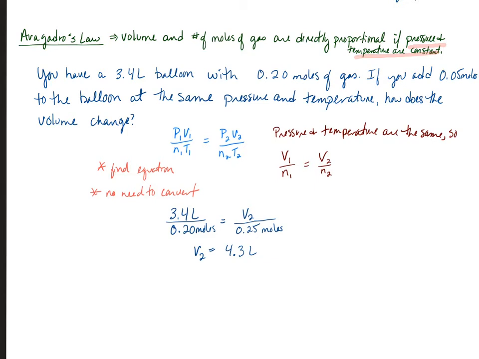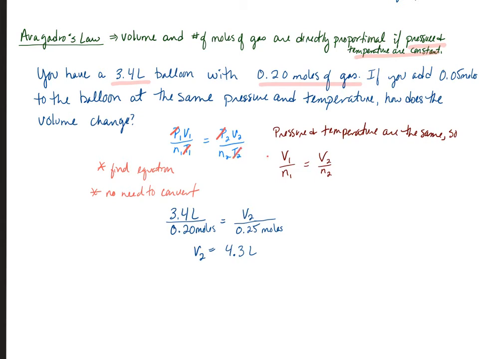You have a 3.4 liter balloon with 0.2 moles of gas. If you add 0.05 moles to the balloon at the same pressure and temperature, we got a hint there. How does the volume change? So we're given the same pressure and temperature, which tells me that pressure and temperature cancel out.